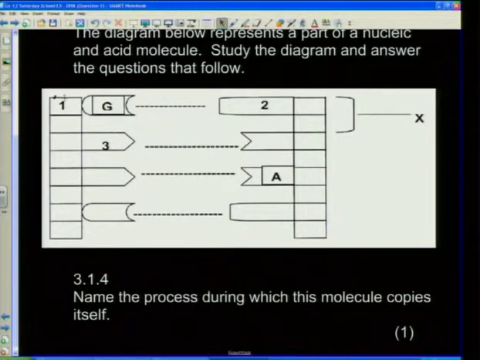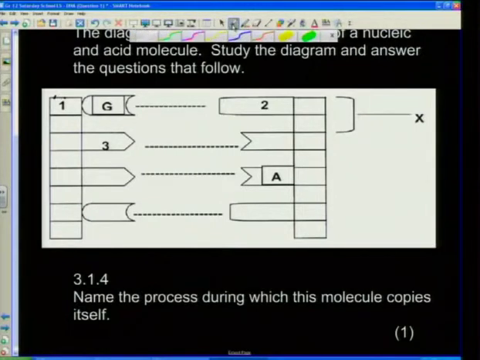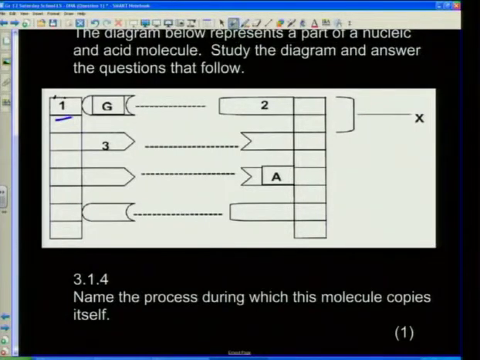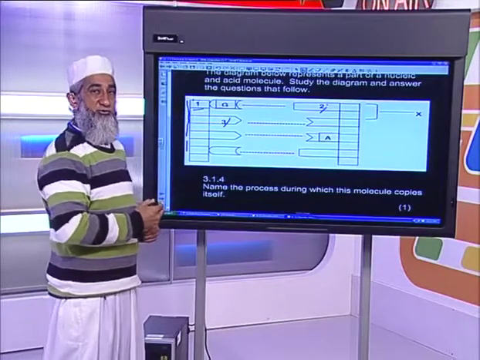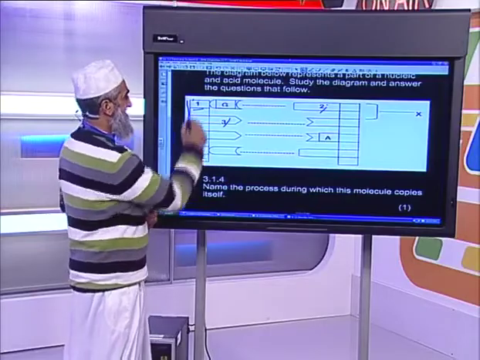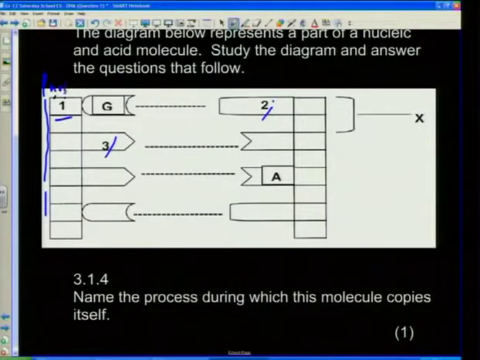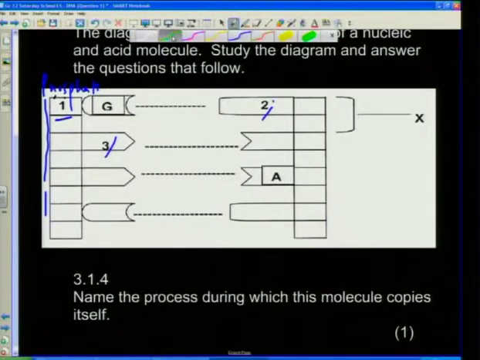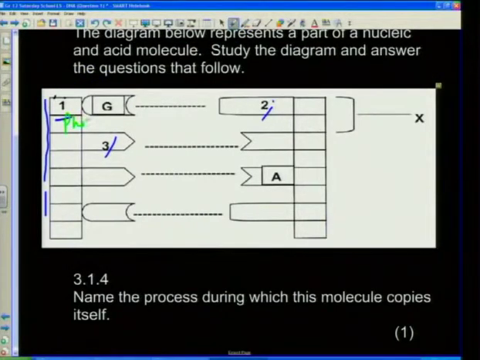1 there, 2 there, and 3 there. Now the clues are given. First of all, this is obviously the backbone of the molecule, and we all know that the backbone of the DNA molecule is phosphate. So that would be a phosphate.